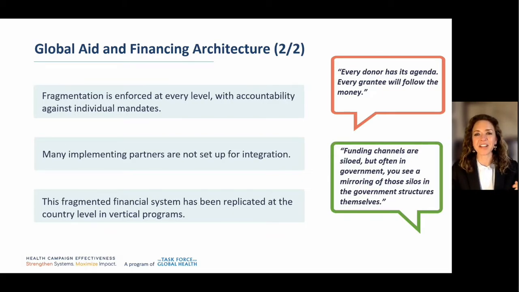"Every donor has its agenda. Every grantee will follow the money. Funding channels are siloed, but often in government, you see a mirroring of those silos in the government structures themselves."